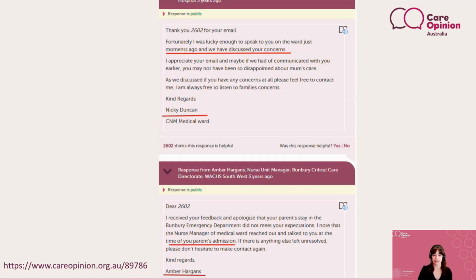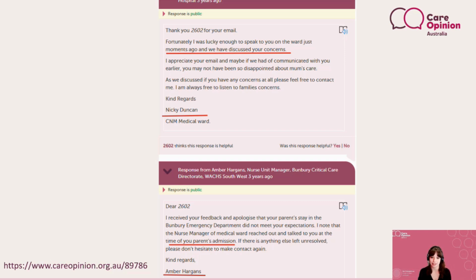And finally, I do want to show these two responses as well. So two different clinicians, which is great to see. You don't just need one clinician giving a response. I've got health services at the moment on Care Opinion where sometimes two or three different clinicians respond. Same thing happens in Care Opinion UK and Scotland. They do get a lot of multiple staff responding.